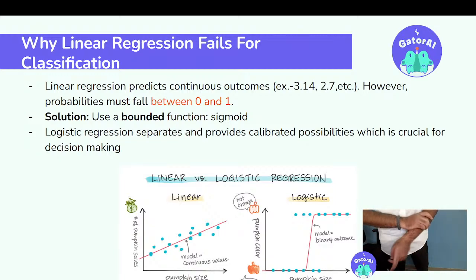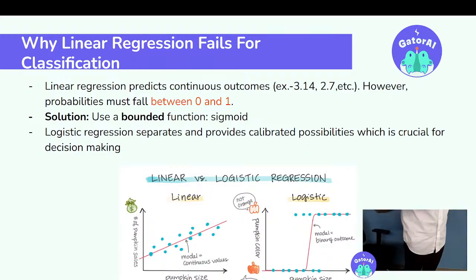And this is precisely where logistic regression comes in. Instead of drawing a straight line through all of your data points, as we saw in linear regression, and as we see in this graph to the right, we're essentially classifying data, and we're using the sigmoid curve, or the sigmoid function, to separate the categories.